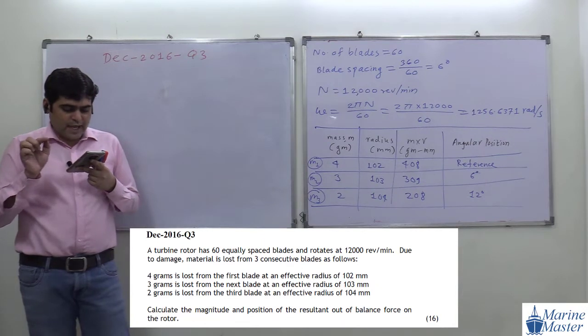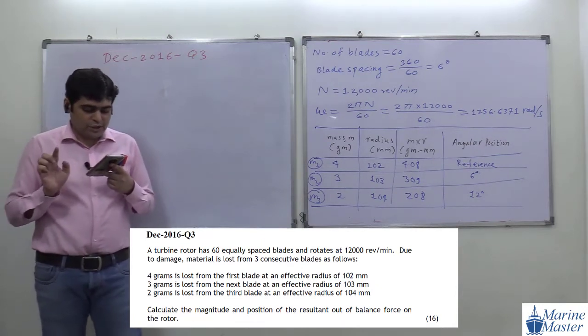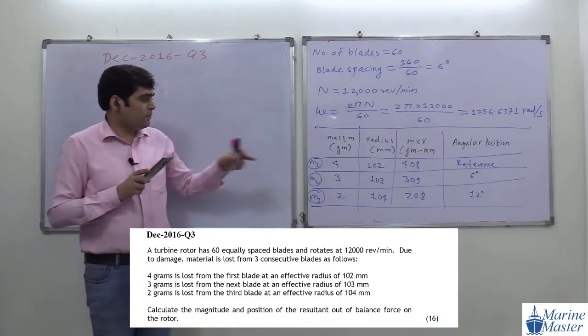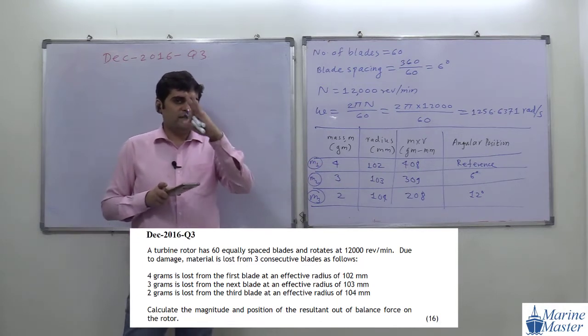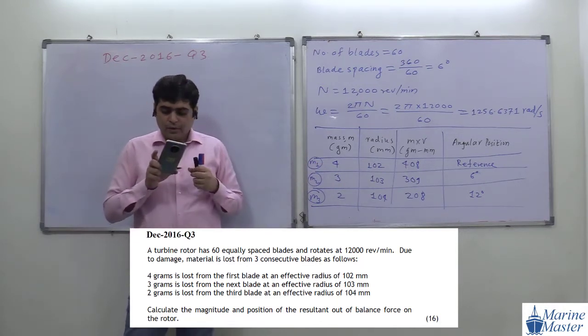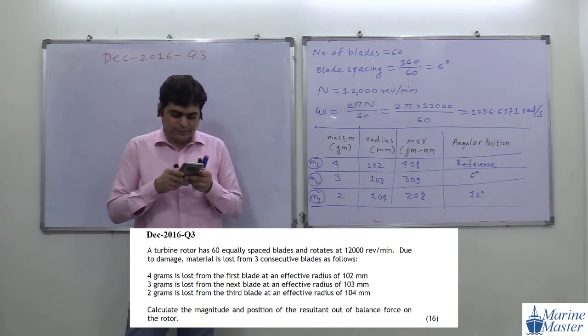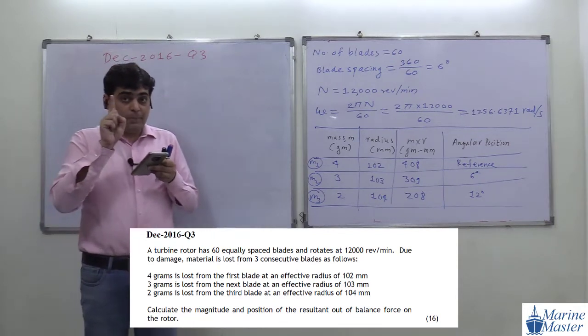A turbine rotor has 60 equally spaced blades and rotates at 1200 revolutions per minute. Due to damage, material is lost from 3 consecutive blades. So, from the first blade, for 3 consecutive blades. Consecutive means first, second and third. Material is lost from 3 consecutive blades. See the point. Calculate the magnitude and position of the resultant out of balance force.